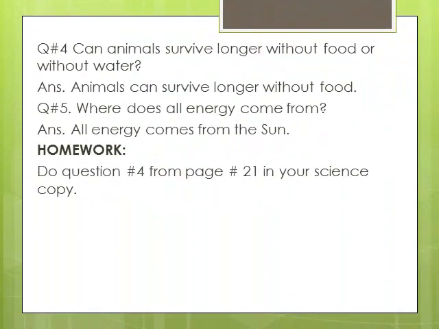Now the question number 4 is, can animals survive longer without food or without water? So the answer is, animals can survive longer without food, but they cannot survive without water. Now the question number 5 is, where does all energy come from? All energy comes from the sun. So these are the questions and answers which I have given you.